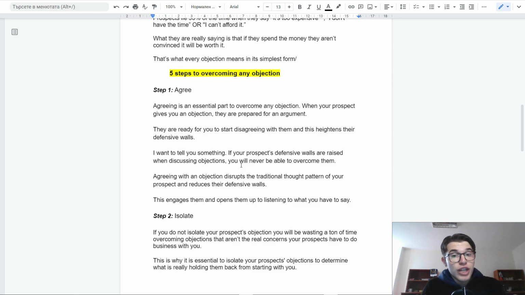Agreeing with an objection disputes the traditional thought pattern with your prospect, and this also reduces the defensive walls. They don't expect you to agree, they expect you to disagree and to argue. This engages them and opens them up to listening to what you have to say when you agree. That's when we move to step 2, which is to isolate.